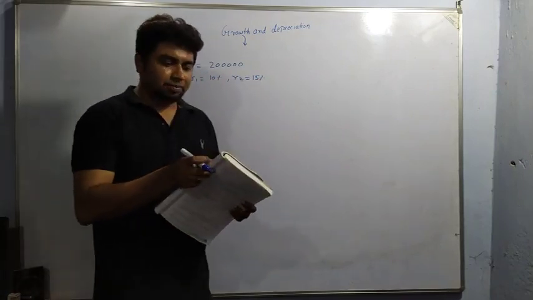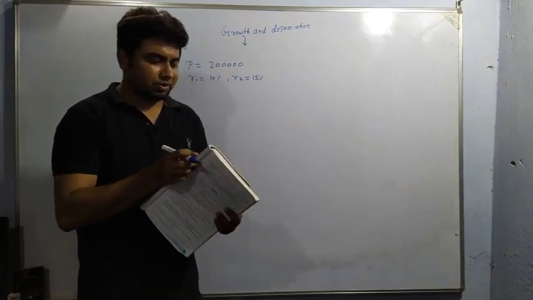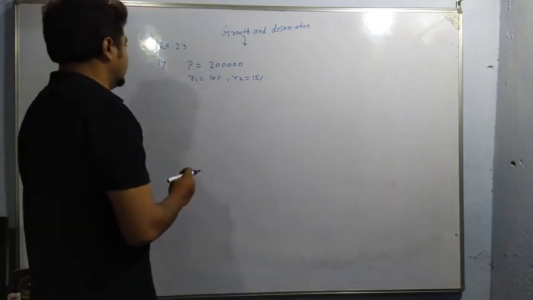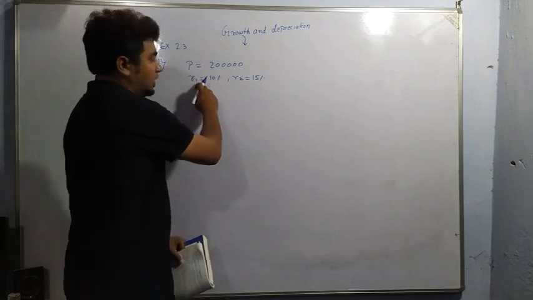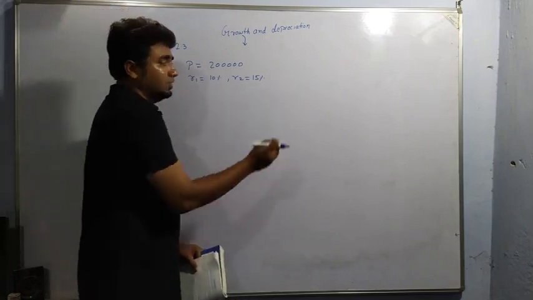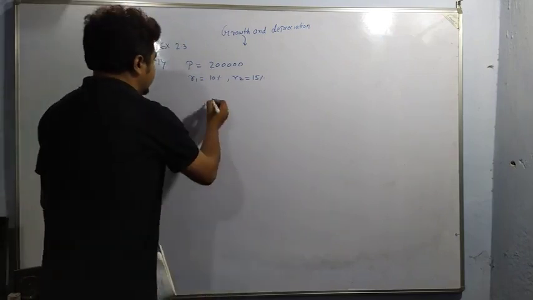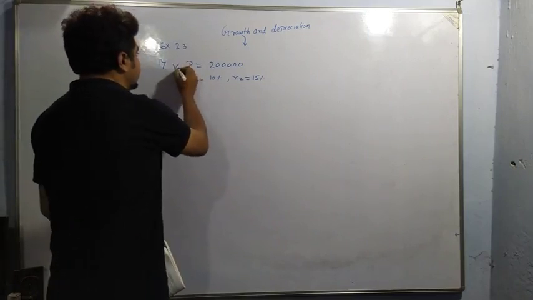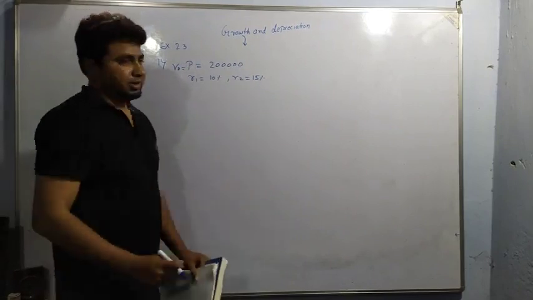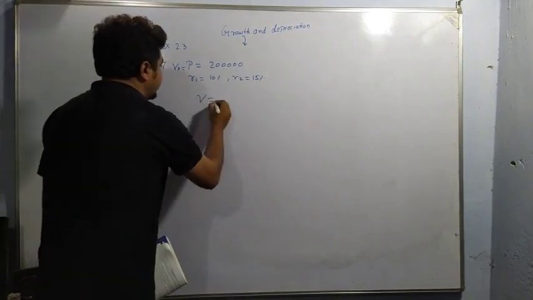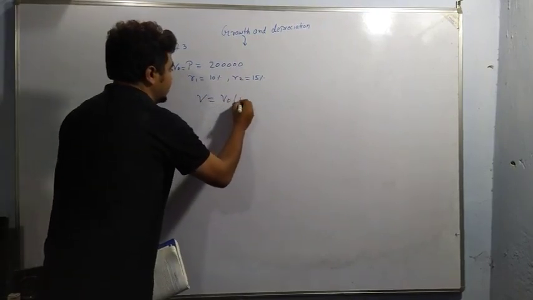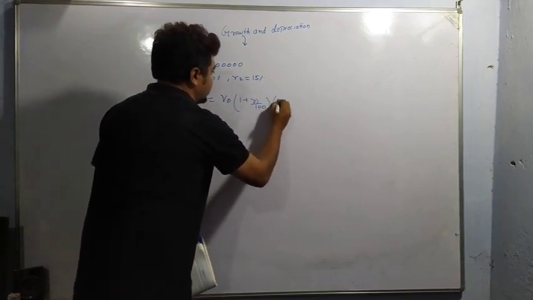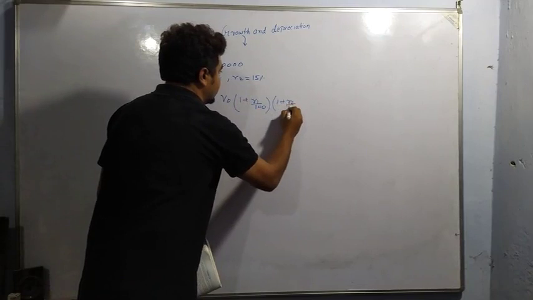We have to find the population of the town after 2 years. You can see that R1 is the rate in the first year and R2 is the rate in the second year. Now we'll find it with the same formula, V, or we can write it as V naught also. V naught is equal to 2 lakh. So V is equal to V naught into 1 plus R1 by 100 and into 1 plus R2 by 100.